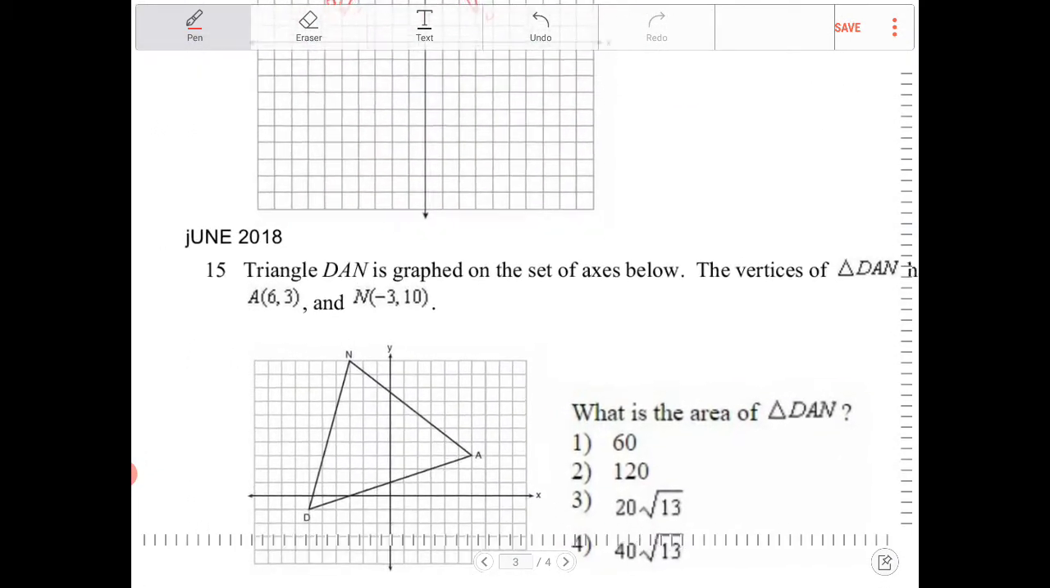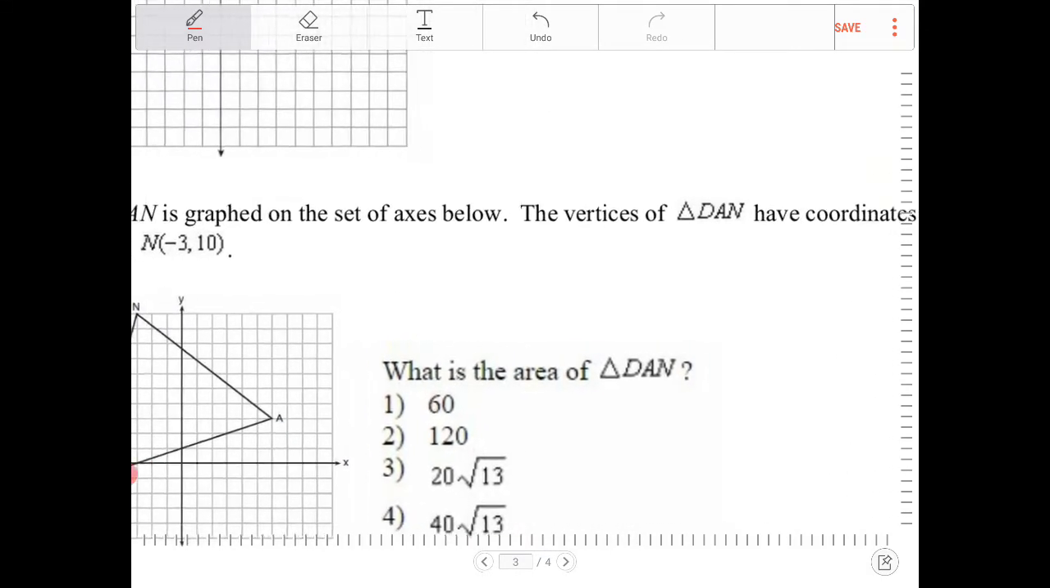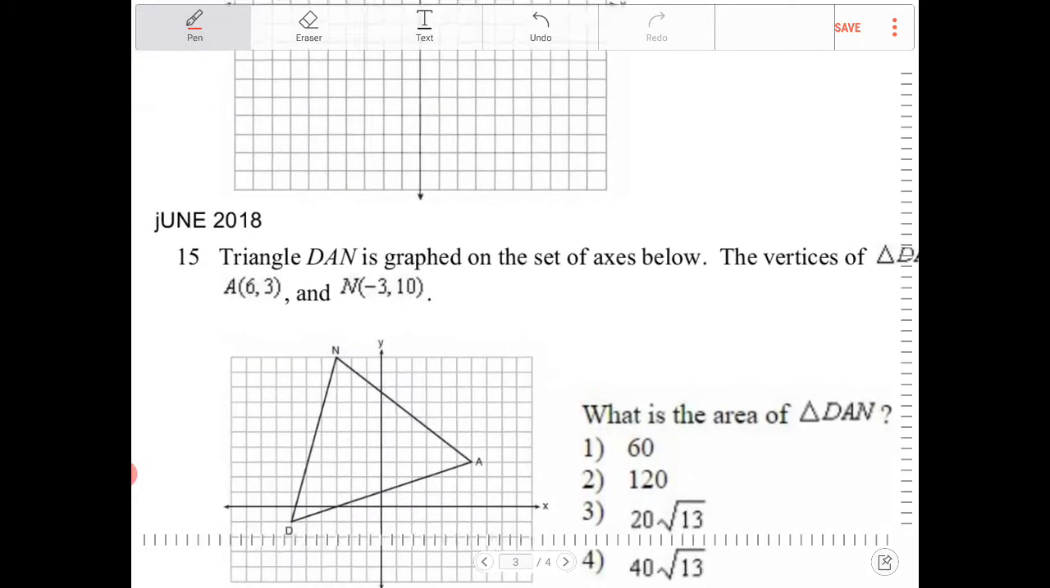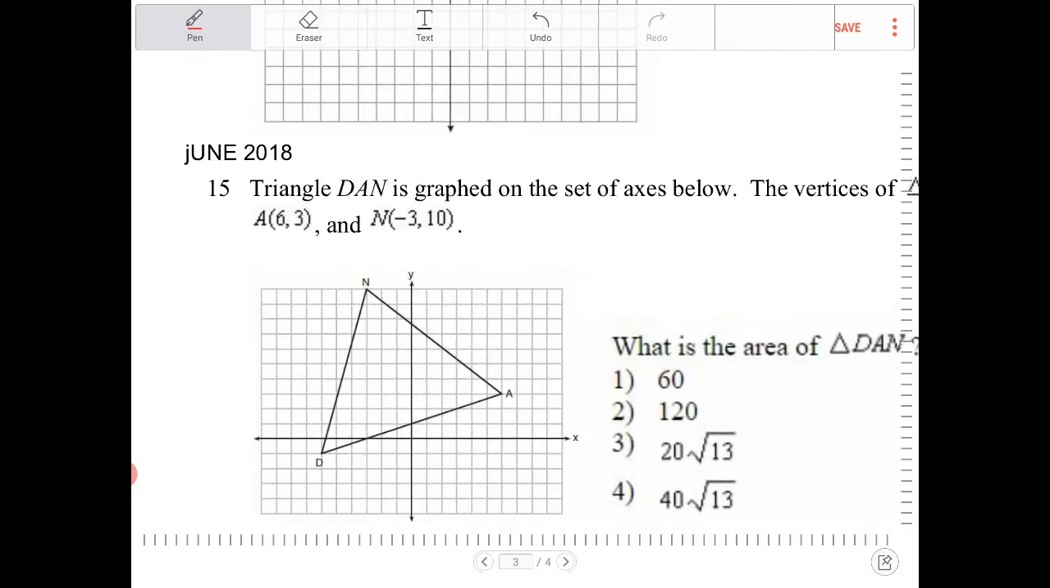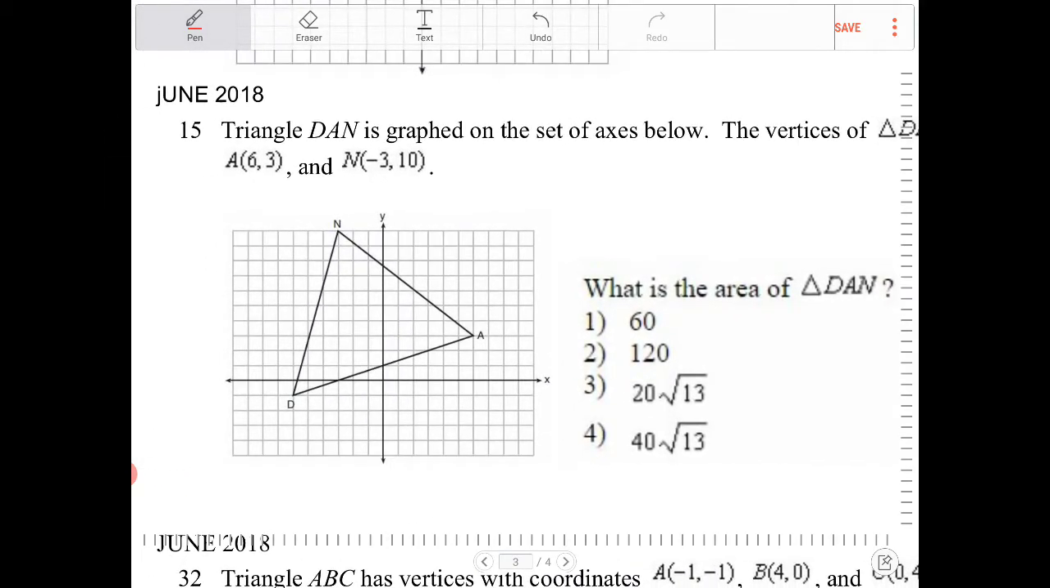Okay. Triangle DAN is graphed on a set of axes below. The vertices, DAN, have coordinates negative 6, comma negative 1, and so on. Okay. What is the area of DAN? Okay. So I'm going to try to solve this a little differently because I notice something over here.